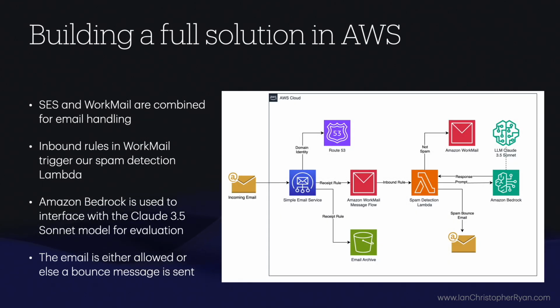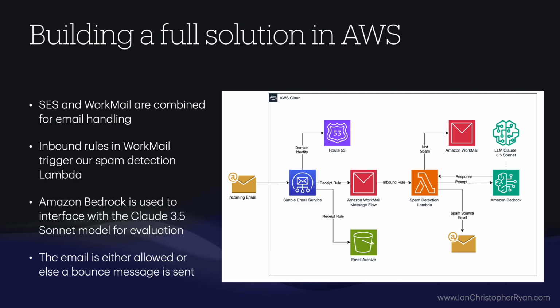This is the solution that we're going to build. Essentially, we're going to use Simple Email Service at the start. Well, actually, we're going to have Route 53 as our starting point here because we're going to define our domain name in that. So we define our domain name in Route 53, and then we set up SES.